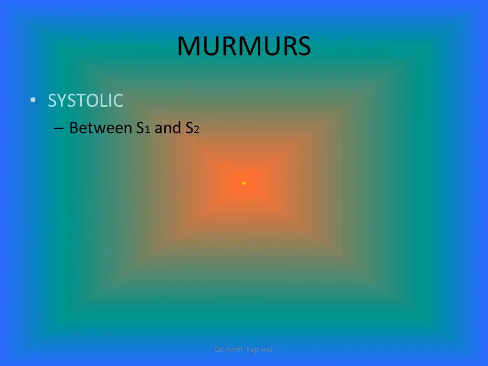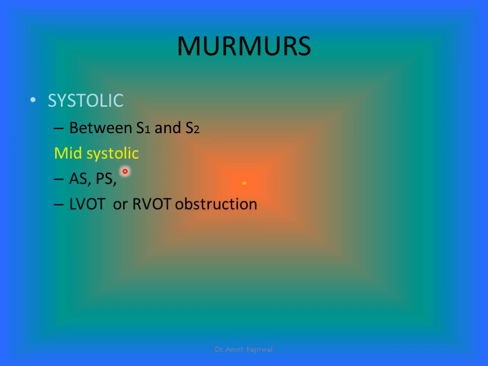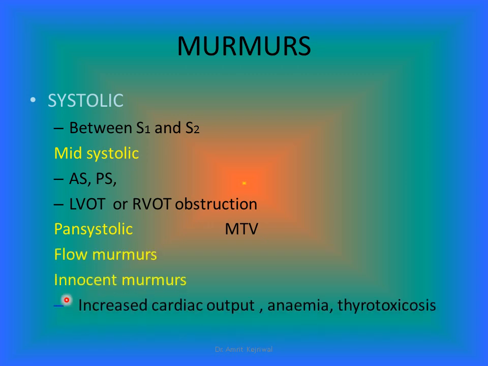See the murmurs: systolic murmurs between S1 and S2. In mid-systole you get aortic stenosis or pulmonary stenosis, that is, left ventricular outflow tract obstruction or right ventricular outflow tract obstruction. Pansystolic murmurs are seen in mitral regurgitation, tricuspid regurgitation and ventricular septal defect. Flow murmurs can also be seen, and innocent murmurs can be seen in increased cardiac output, anemia and thyrotoxicosis.